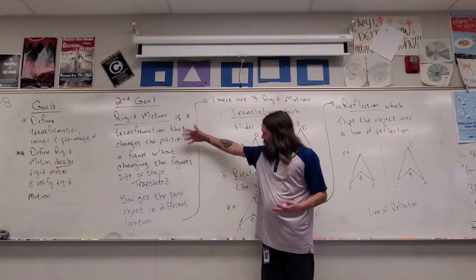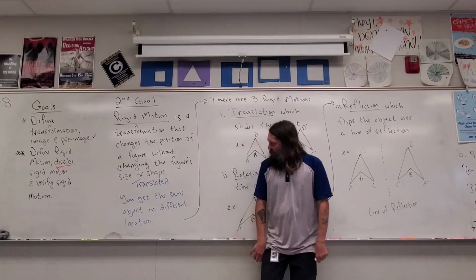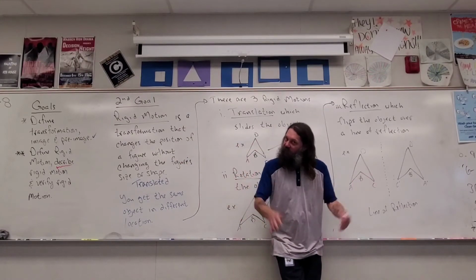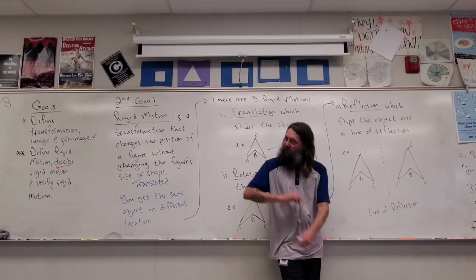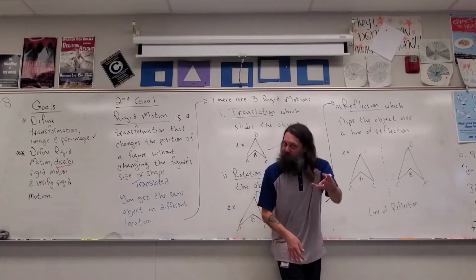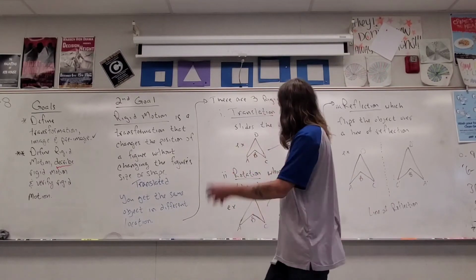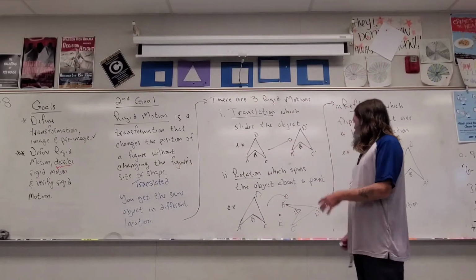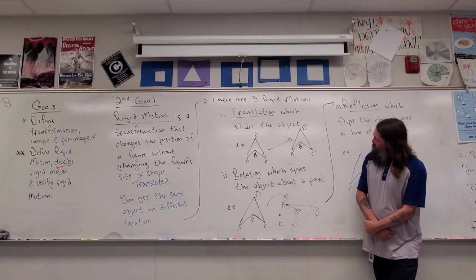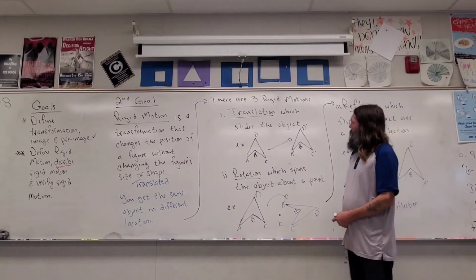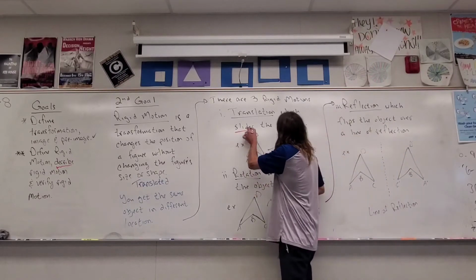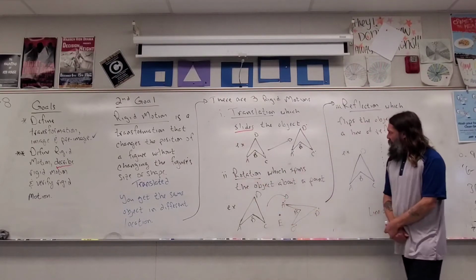A rigid motion means you get the same object in different locations. You just move it over there, it's the same thing. You spin it over there, it's the same thing. You flip it over there, it's the same thing. Those are rigid motions. There are 3 rigid motions. Our first rigid motion is a translation, which is a very fancy way to say the simple word slide. A translation slides the object.